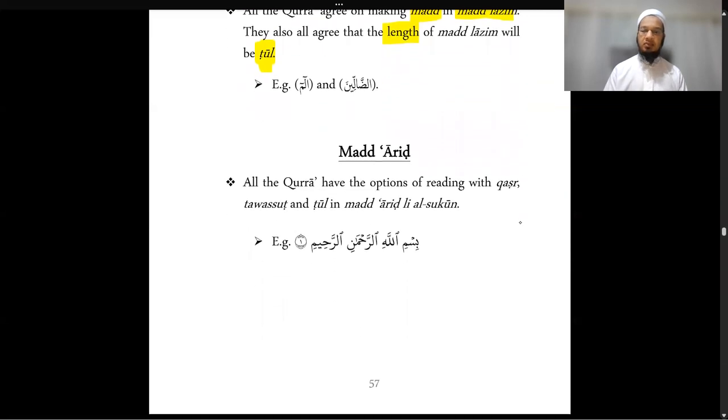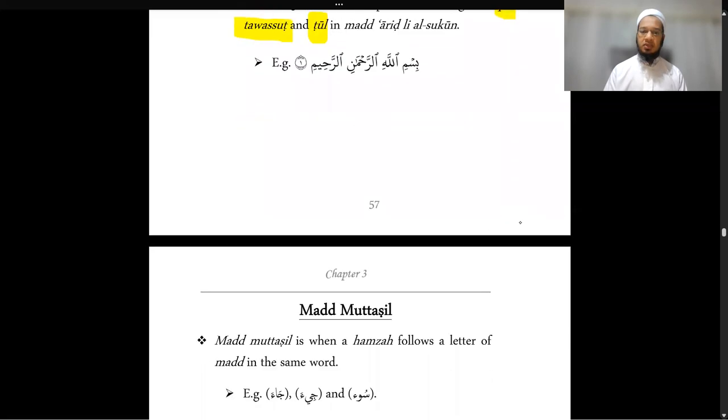Then we have mad arid, which is a mad that is caused by a temporary sukun, normally due to waqf. All the qurra will have qasr, tawassut, and tool. Bismillahir Rahmanir Rahim, ar-Rahim, ar-Rahim. All the qurra will have those options.